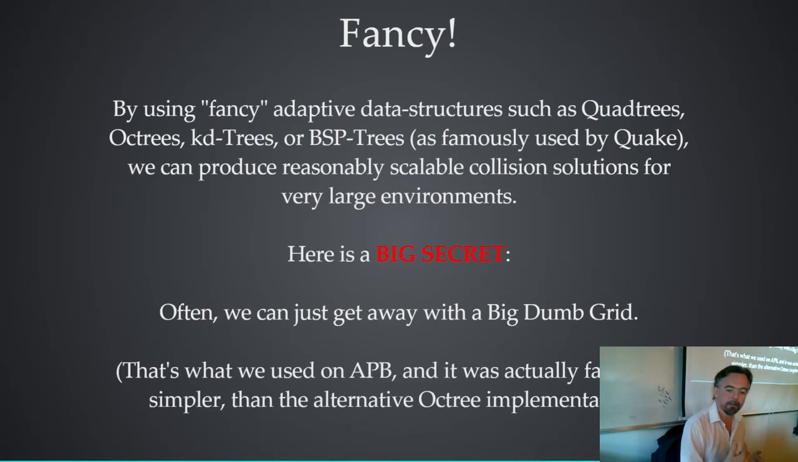Before I moved to Iceland, when I was working in Scotland on a game called APB, it was based on the Unreal Engine, and Unreal by default uses an octree, so it does this clever 8-way dynamic decomposition of the world to try and make collisions fast. But it wasn't fast enough for us.